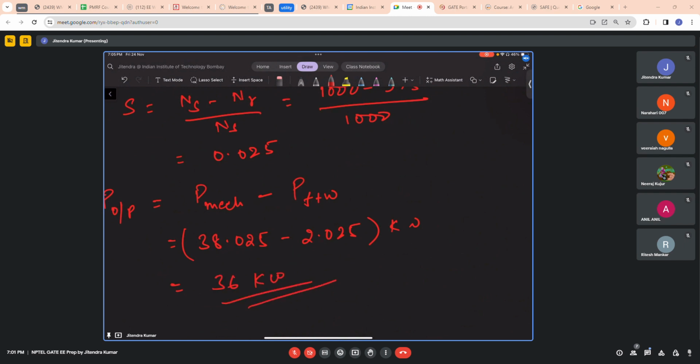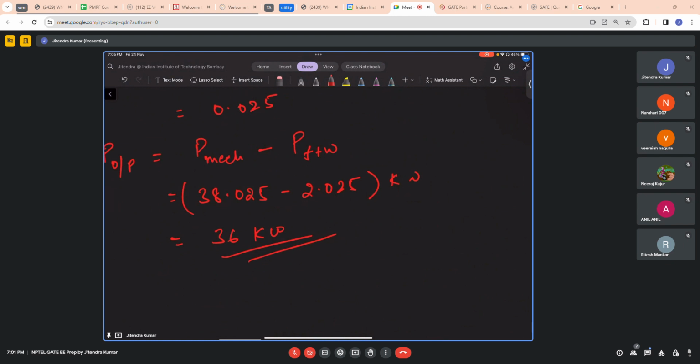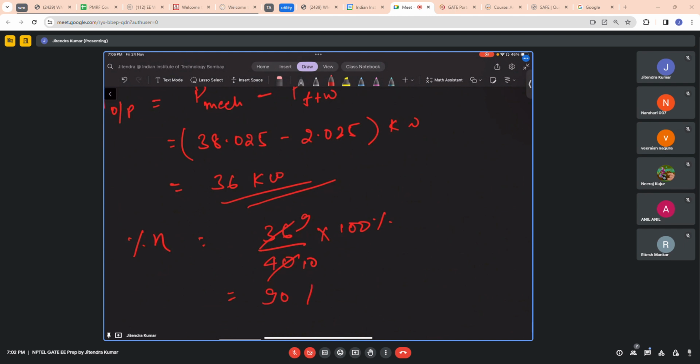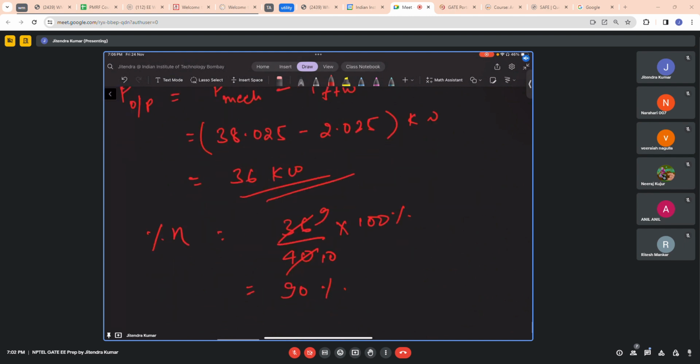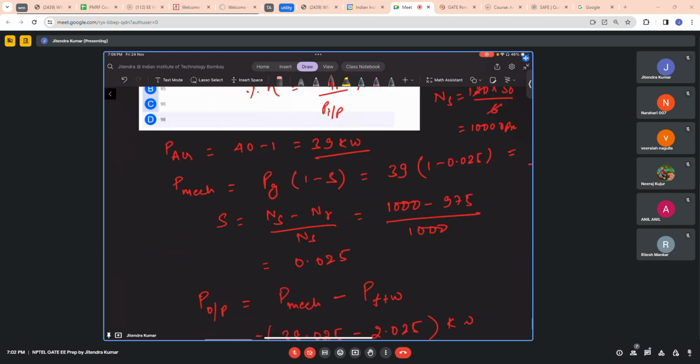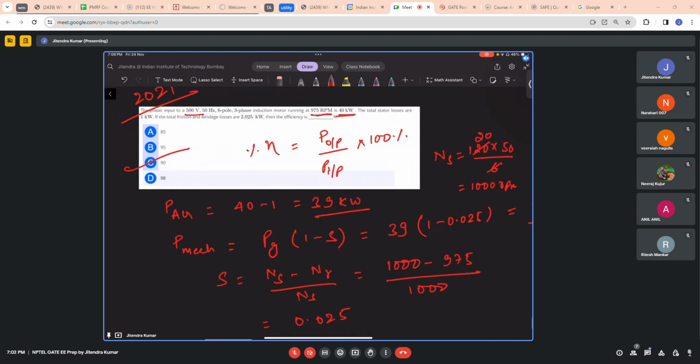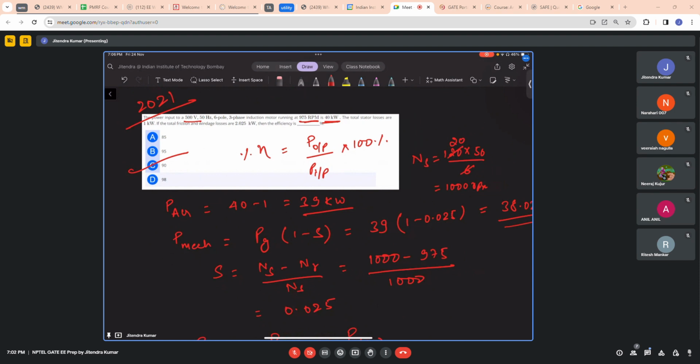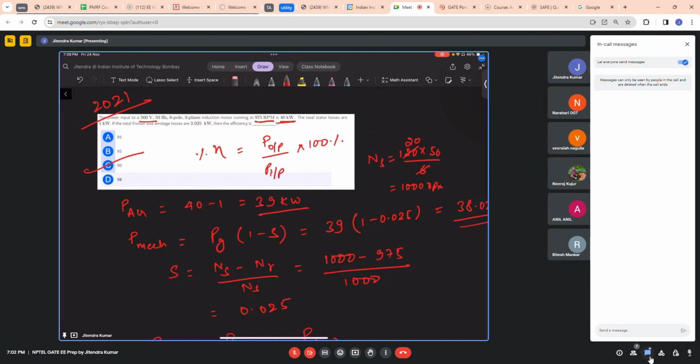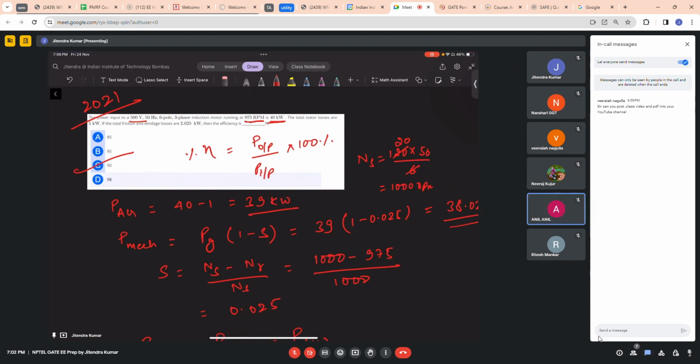So we are done with output power. Now we just need to divide it for efficiency. 36 divided by 40 into 100%, so 90% efficient. So this motor will be 90% efficient. So let us see the options. Option C will be the correct option. Any doubt in this particular problem? Okay. No, sir. Okay, great.